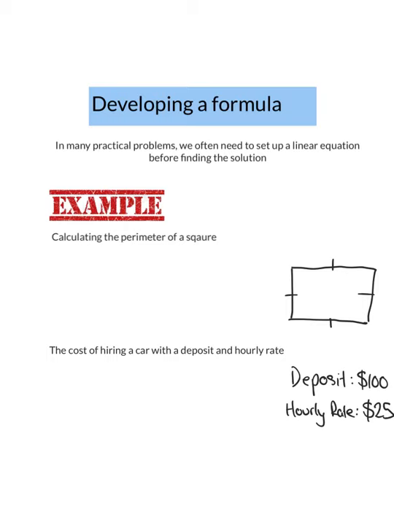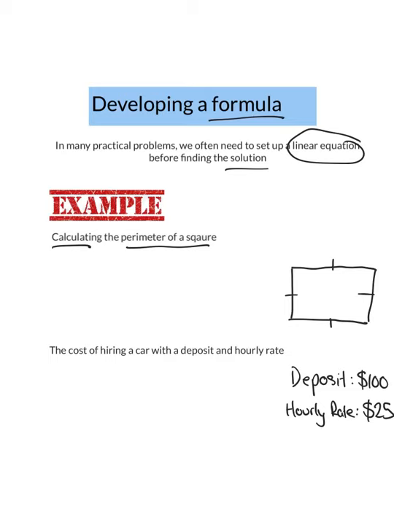Alright, so for this section we're looking at developing a formula, and we can develop formulas in the form of a linear equation to find a solution to a problem. For example, calculating the perimeter of a square. So over here we've got a square, right?